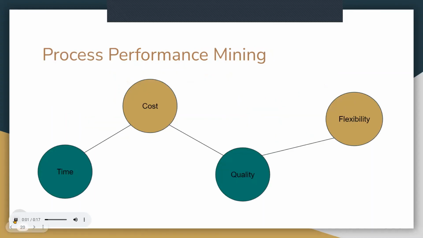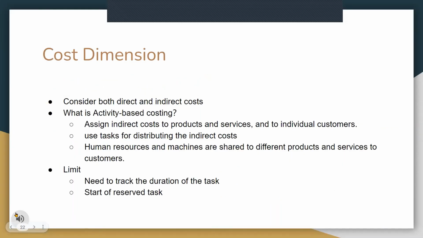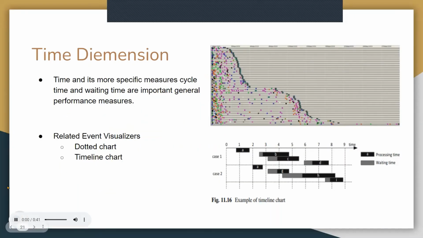We already introduced process performance mining. This part will show how to use the event log to evaluate process performance in terms of time, cost, quality, and flexibility. Through the timestamps in the event log, we can measure time and size. Event analysis helps us understand when and how often different types of events occur.